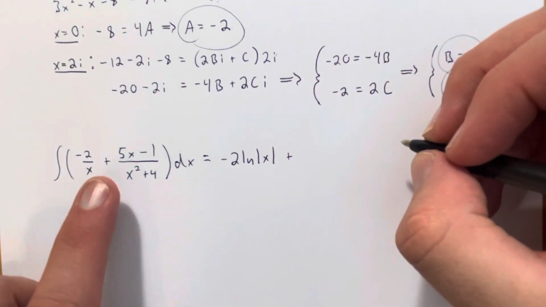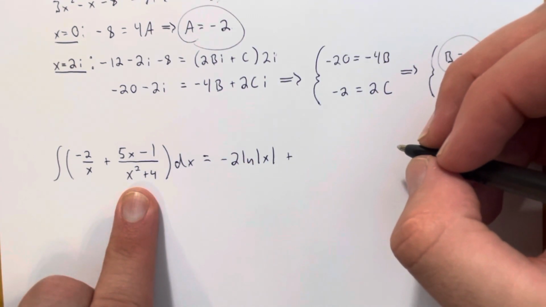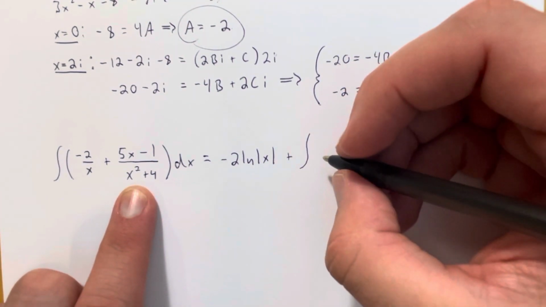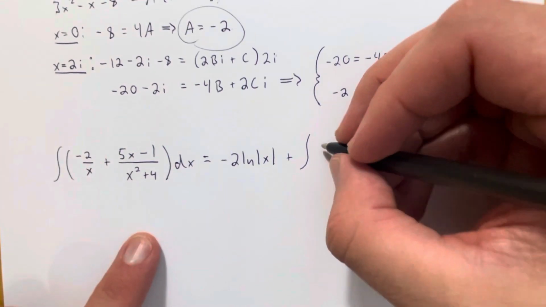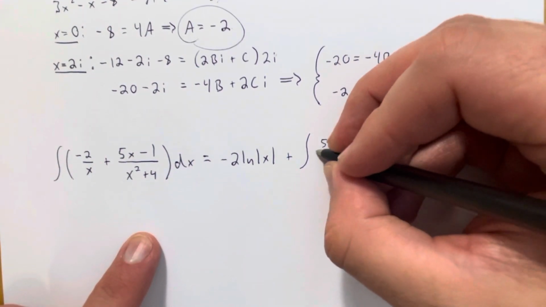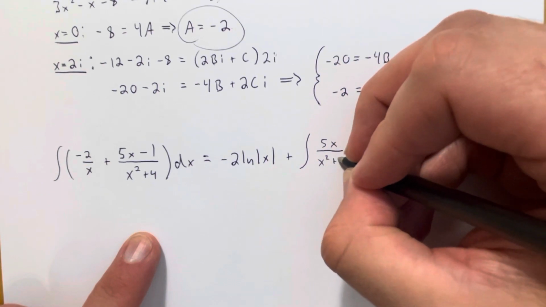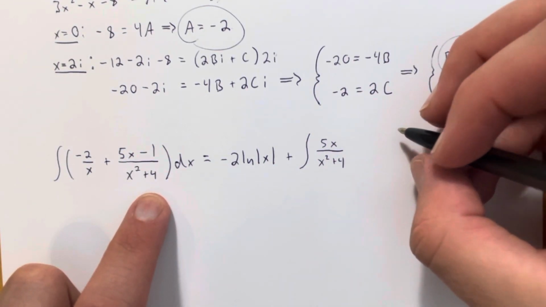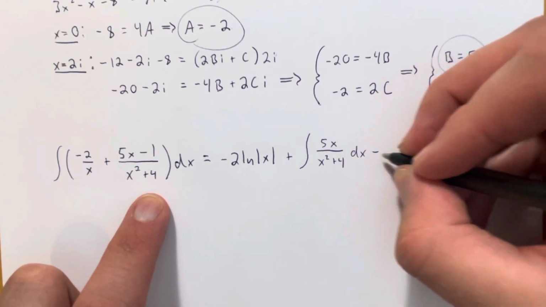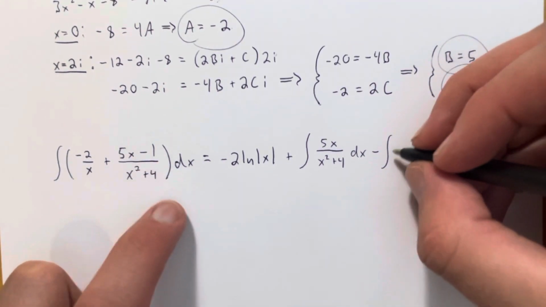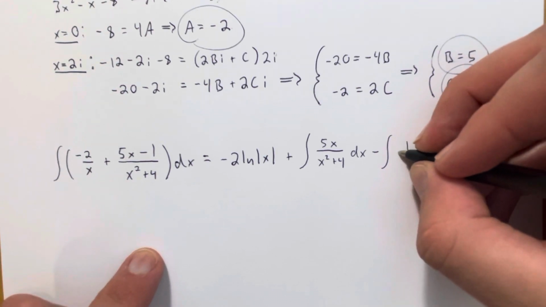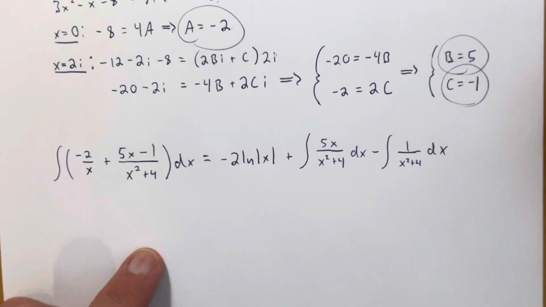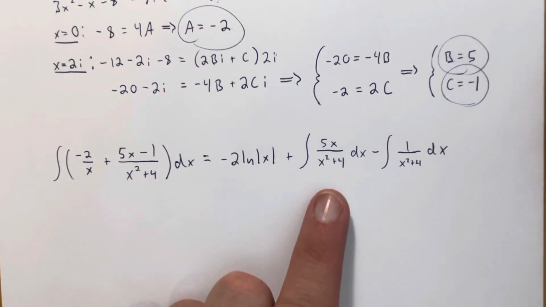But now what I'm going to do is take this rational expression and split it up into two separate integrals. So first of all, I can write this as 5x over x squared plus 4 minus 1 over x squared plus 4, but make each one of those its own integral. And I'll bring the minus from the -1 out also. 1 over x squared plus 4 dx. Okay?